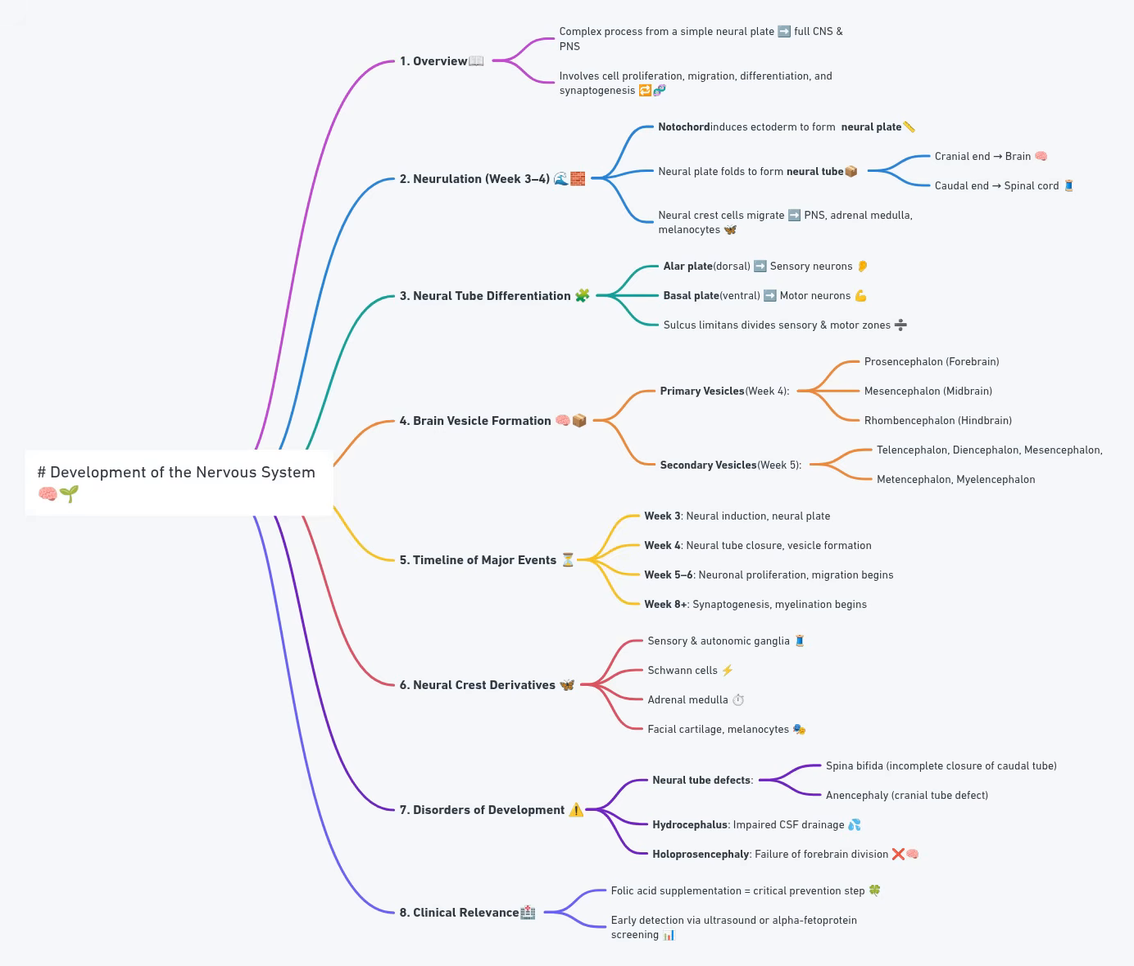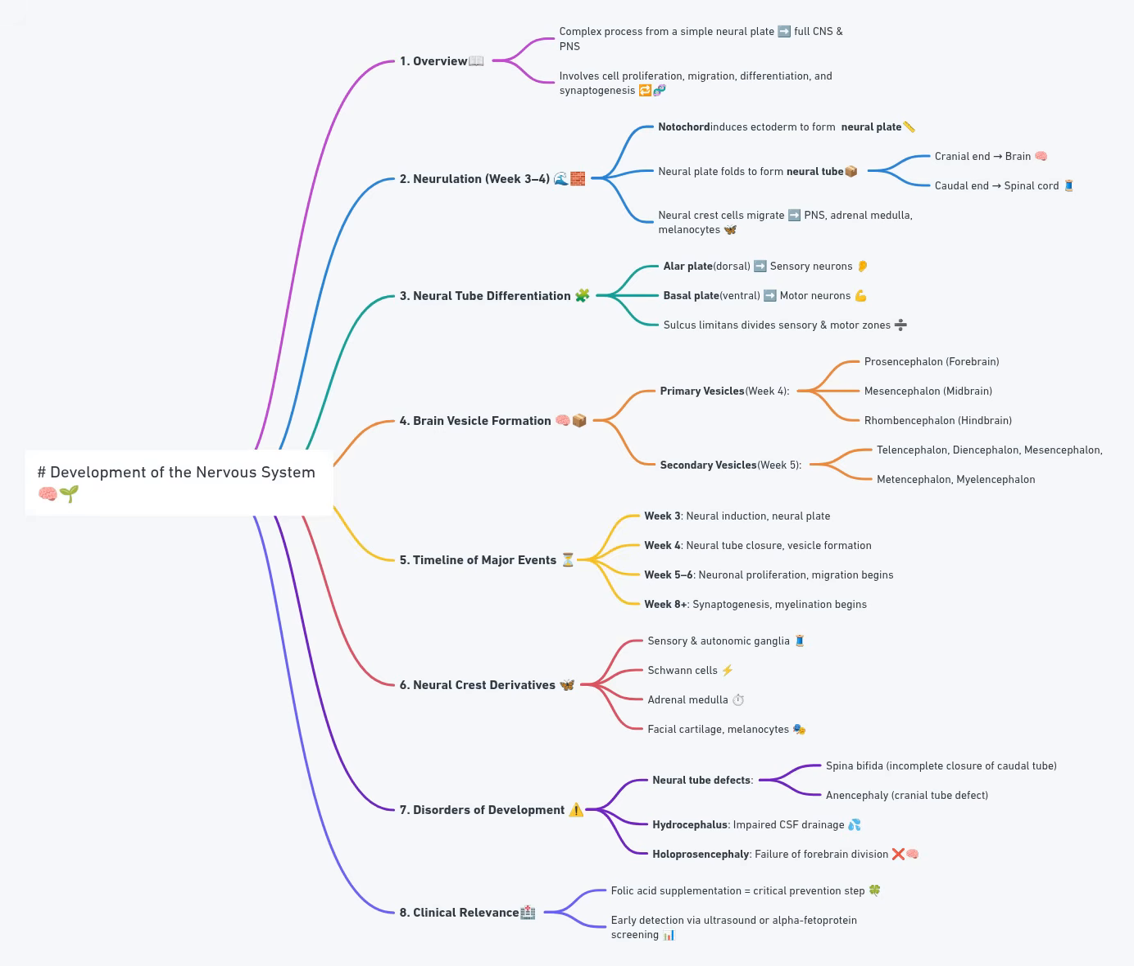The neural crest cells, which originate from the lateral edges of the neural folds, migrate to various parts of the embryo and give rise to the peripheral nervous system and other important structures. These include dorsal root ganglia, autonomic ganglia, Schwann cells, melanocytes, adrenal medulla, and certain craniofacial structures. The neural tube then undergoes regional differentiation.